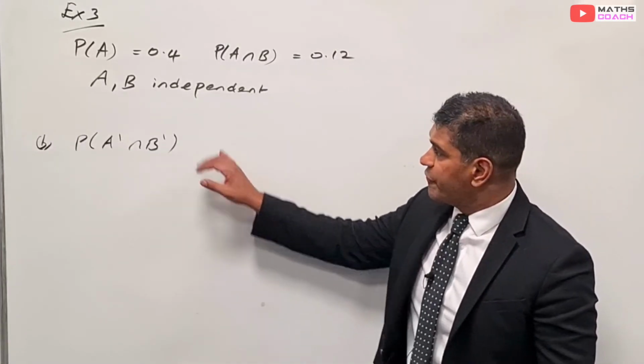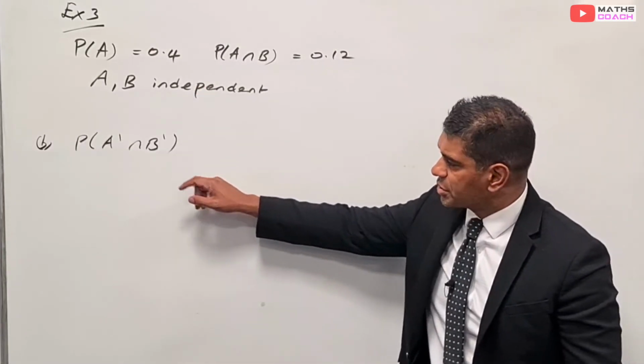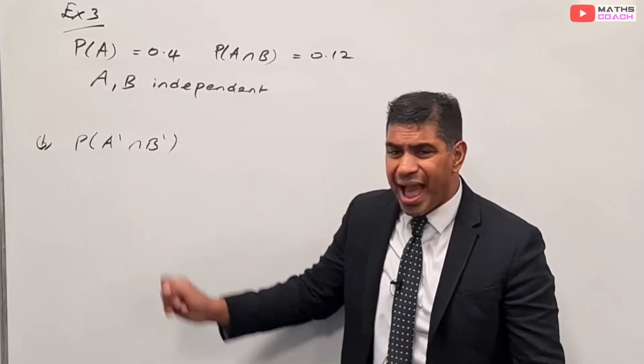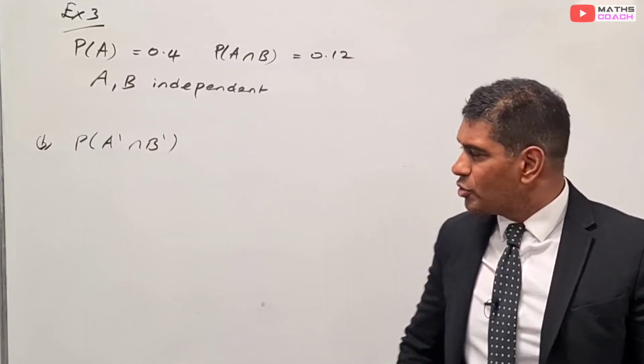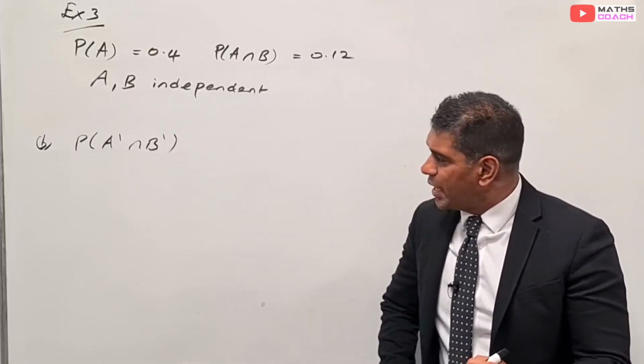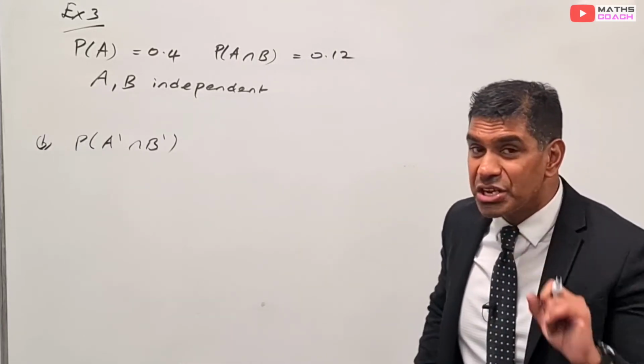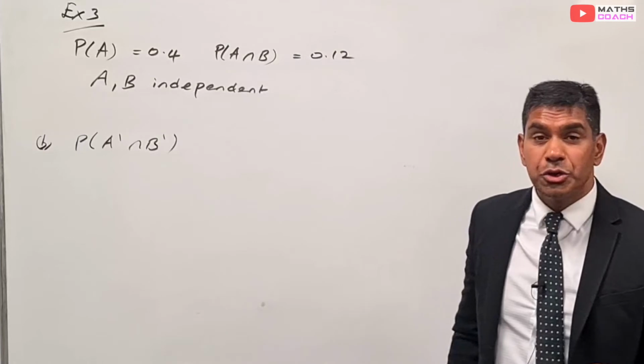Okay, part B from the same question asks us to work out A dash and B dash. Well, sometimes, if we need to, and even though it doesn't ask to, what can we do?